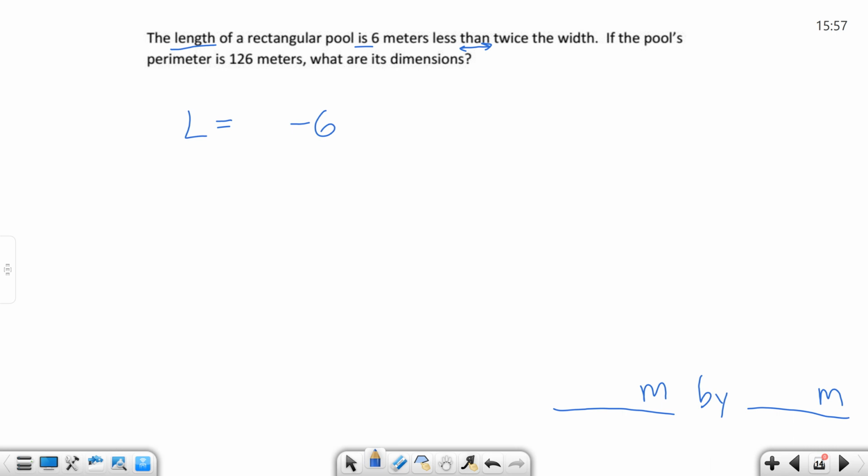6 less than what? Twice the width. Let's see. We're going to call this L, so we got to call this W. All right, so 2W. Now, here we go. We got 2 variables, but that's okay. We have some more information.